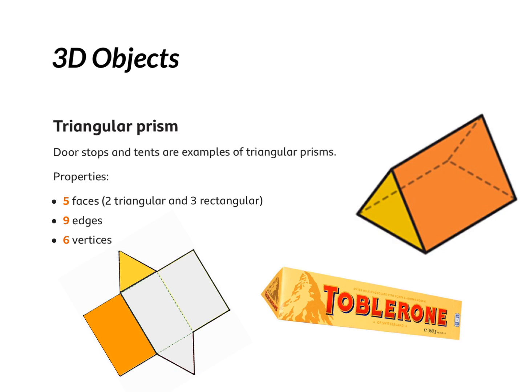Once again, I like to think of triangular prisms or any type of prism as an elongated 2D shape. So if we have a look at the triangular prism, we can see that 2 of the faces are triangular. And if we stretch those triangles, we would make a long triangular prism.